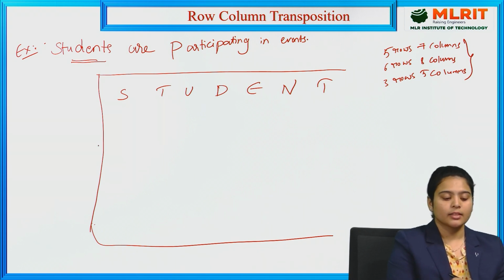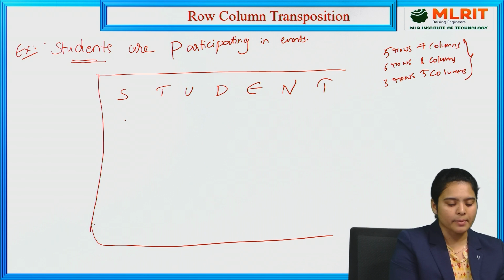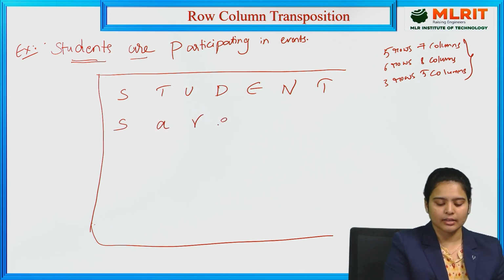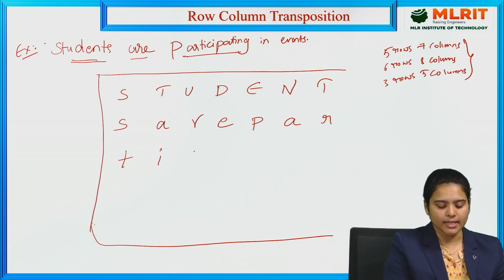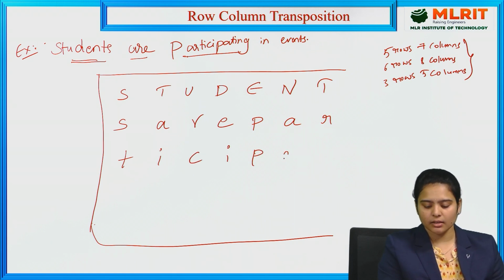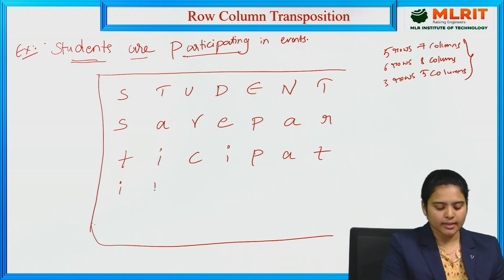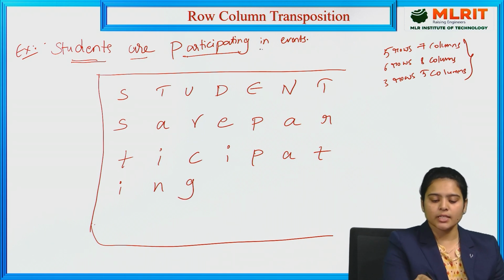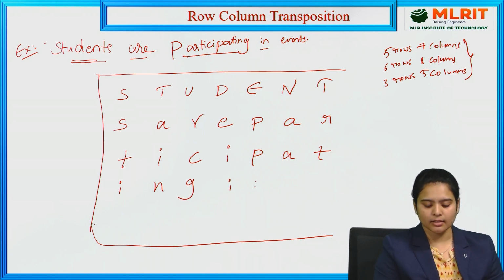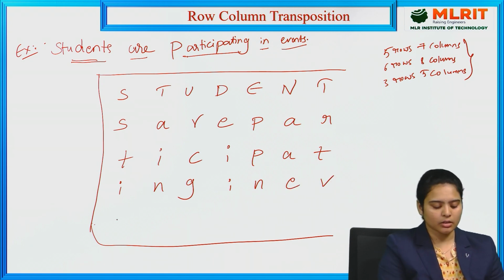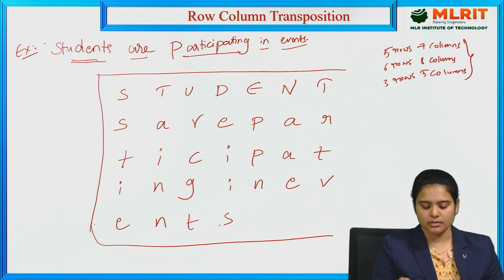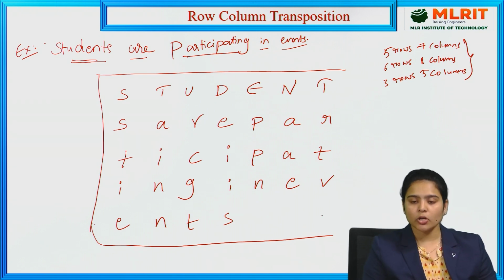STUDENT. Then the remaining letter S I write in the next row. The next one is ARE. The next one is PARTICIPATING. The next is the letter IN. The next word is EVENTS.